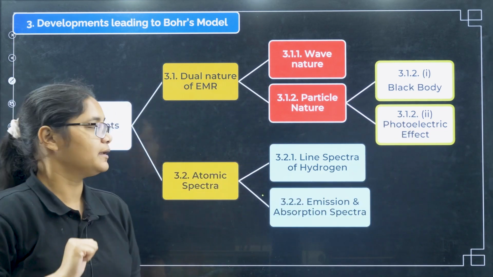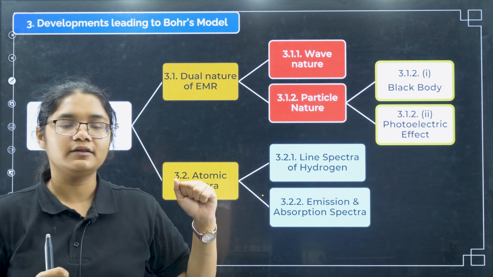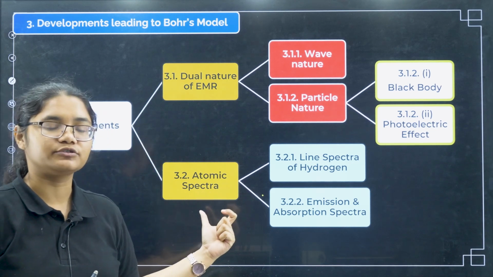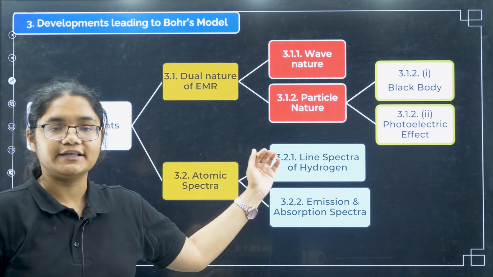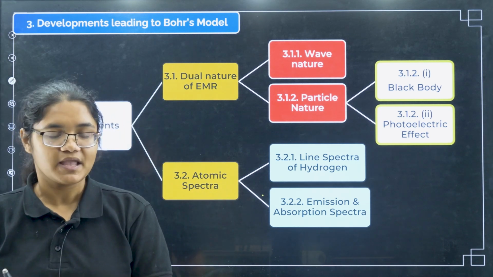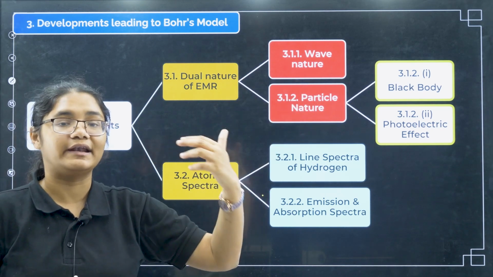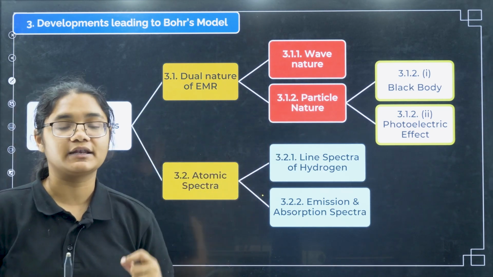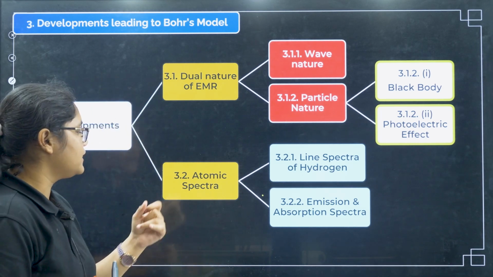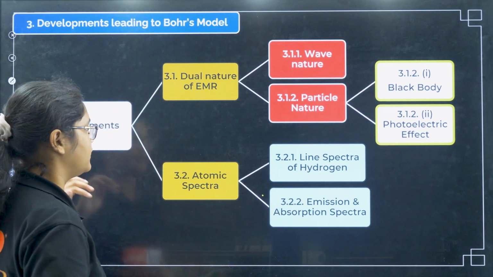Let me repeat once again what I am saying. The developments that led to Bohr's model were the dual nature of electromagnetic radiation and the hydrogen spectra. Dual nature of electromagnetic radiation says that electromagnetic radiations have both wave nature and particle nature. We already knew that electromagnetic waves have wave nature, but what led us to know that they also have particle nature? That was black body radiation and the photoelectric effect. After that, atomic spectra, lines of spectral hydrogen, emission and absorption spectra we have to understand.